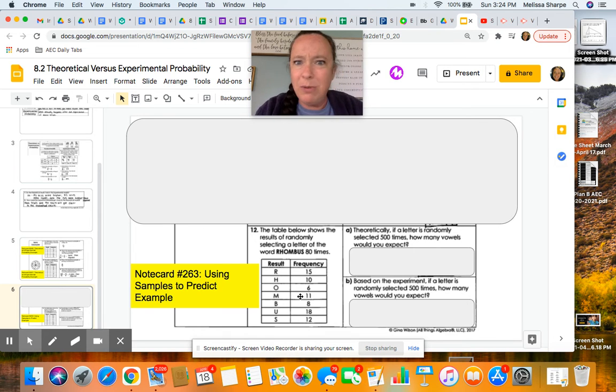They could have used a random number generator. They could have written those letters on little pieces of paper, put them in a hat, and just drawn it 80 times and recorded the data. Okay? So ignore this for a minute.